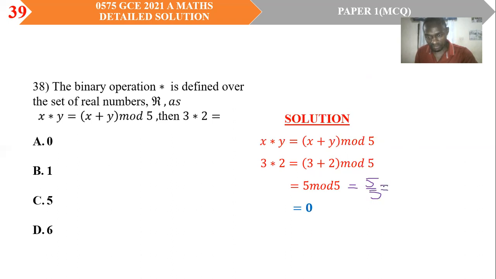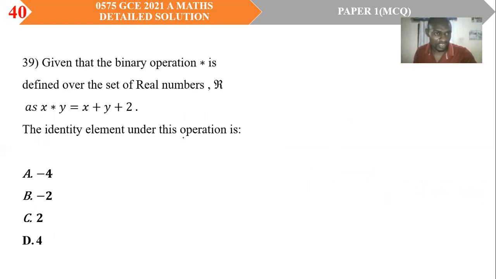This is equal to 1 remainder 0. So in mode 5, the answer is 0. So answer A.